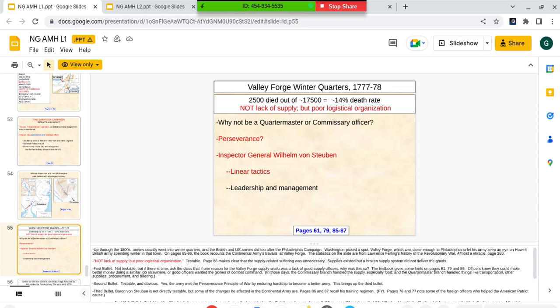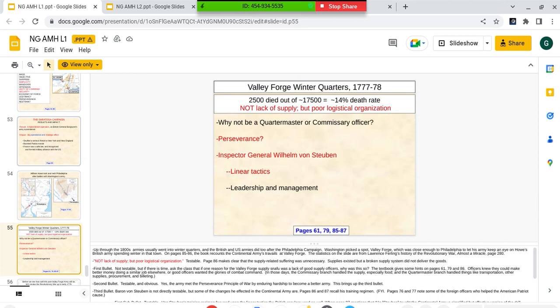But also understand how important it is to make sure that you can move supplies like food and clothes and medical supplies where they're needed. If you have them, that's great, but if you don't have the ability to move those supplies to wherever they're needed, then it's useless to even have them. That's what Saratoga and then ultimately Valley Forge teaches you. That's why I say not lack of supply, but poor logistical organization.